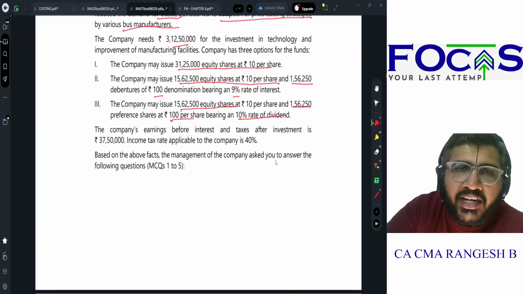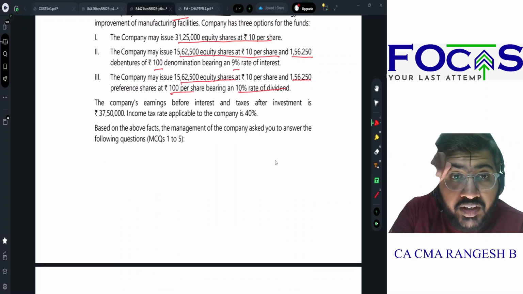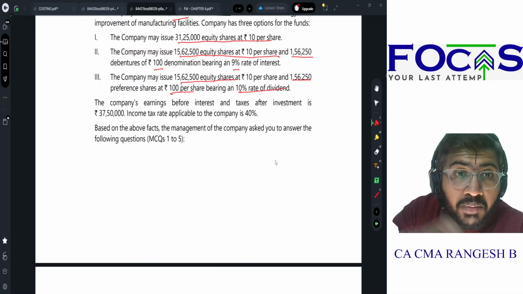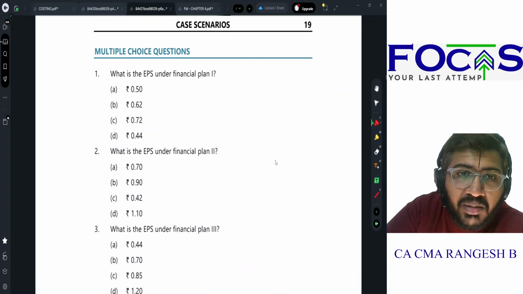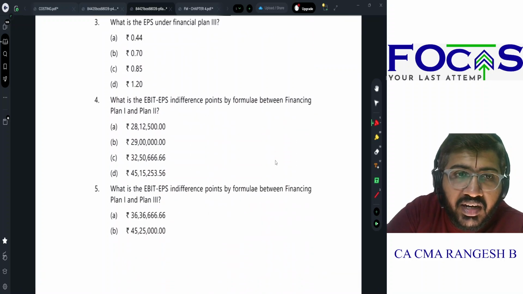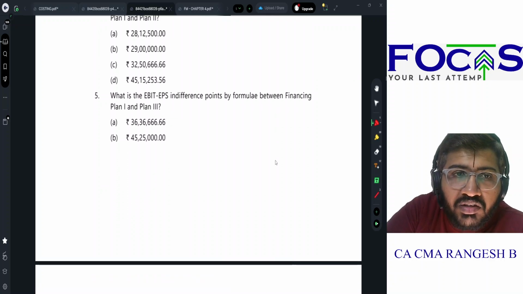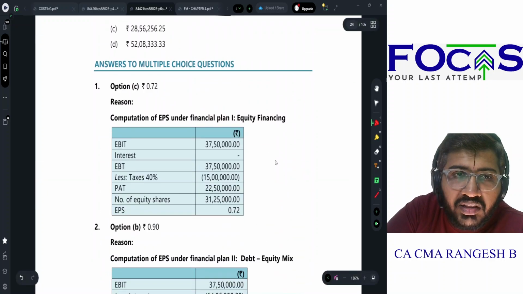The company's EBIT after investment is 37 lakh 50,000. Income tax rate applicable is 40%. You are required to answer the following questions. What is the EPS under Financial Plan 1, Financial Plan 2, Financial Plan 3? What is the EBIT EPS indifference point between Plan 1 and Plan 2? EBIT EPS indifference point between Plan 1 and Plan 3.